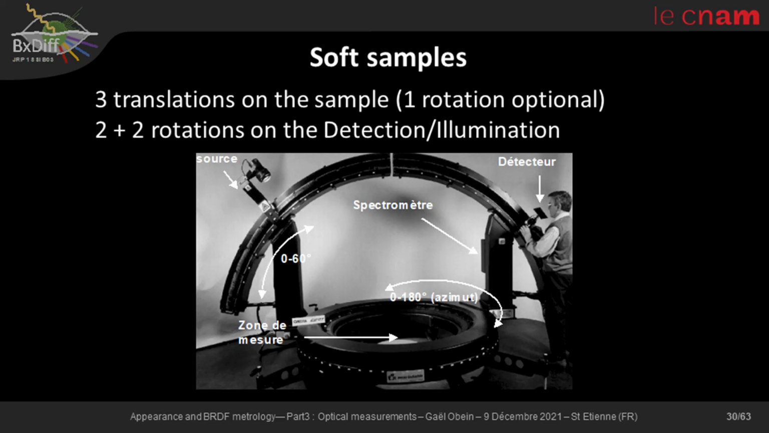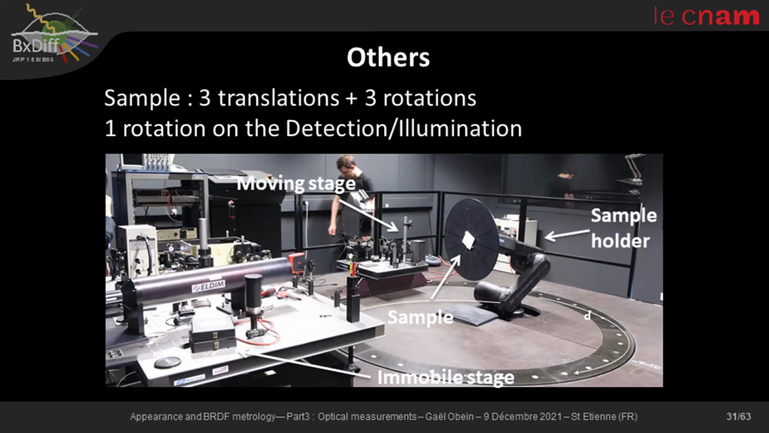Here, to have exactly the surface you want to measure at the middle. And then you have 2 rotations on the arches here. They are different. Both of them can rotate. And you have also 2 rotations on the sample. One like this and one like this. This is another approach because this is for classical samples like paintings or whatever. So then you can put your sample vertical. It makes your life easier.